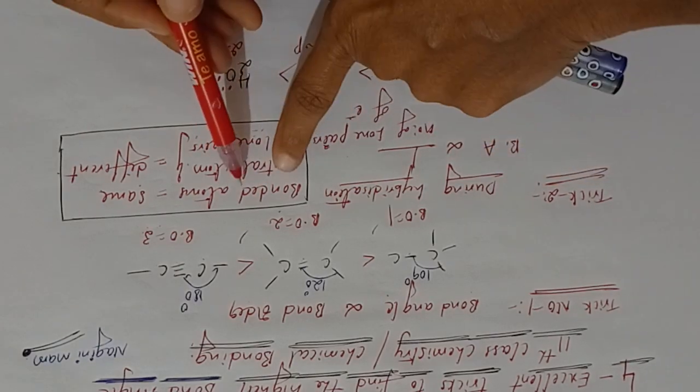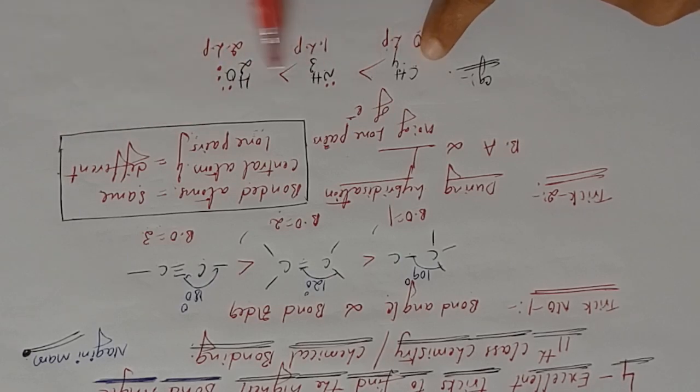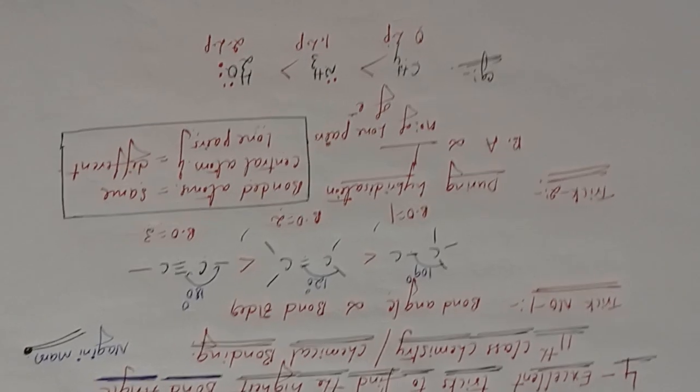During hybridization, bonded atoms same, central atom and lone pairs are different. The central atoms carbon, nitrogen, oxygen are all different atoms. Lone pairs are also different: here no lone pairs, zero; here one lone pair; here two lone pairs.